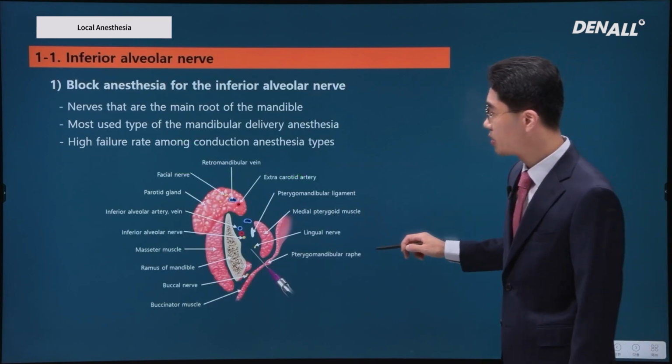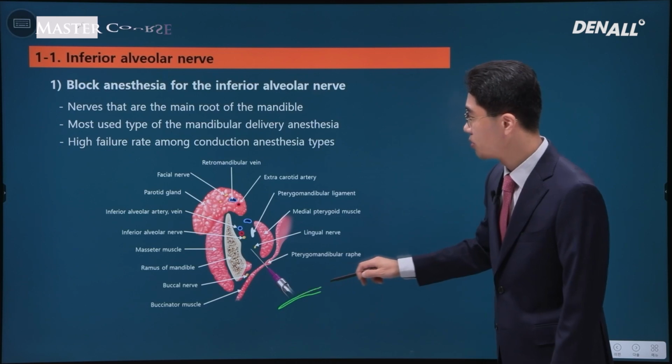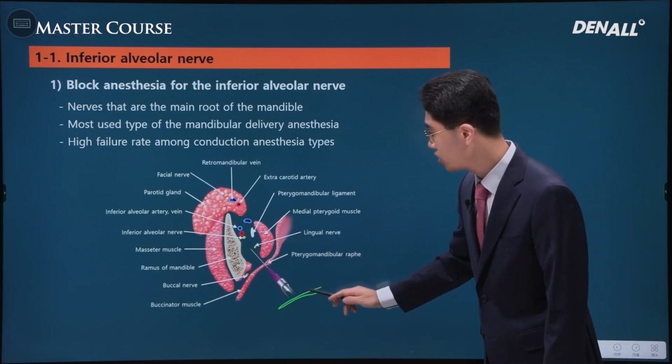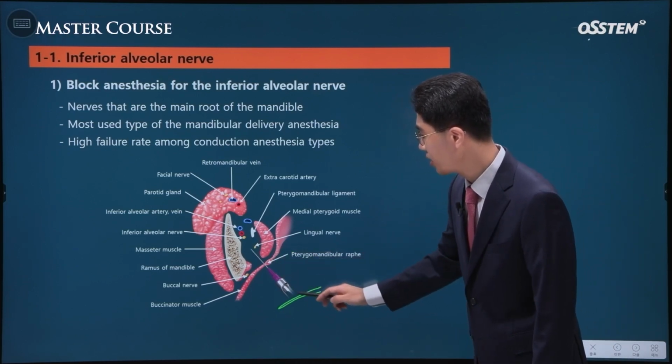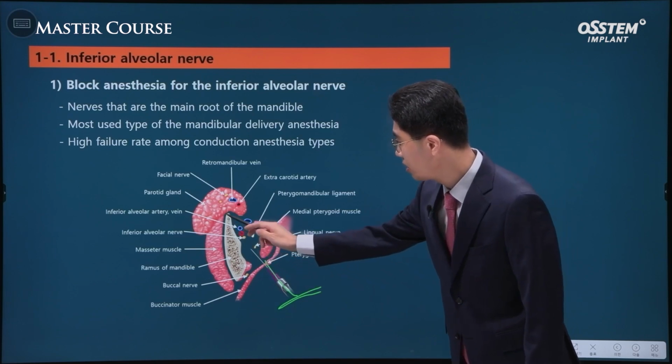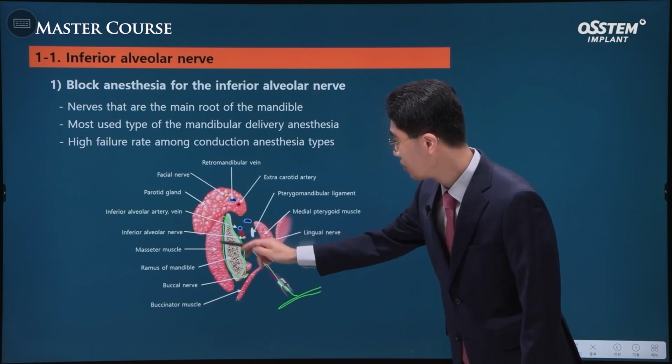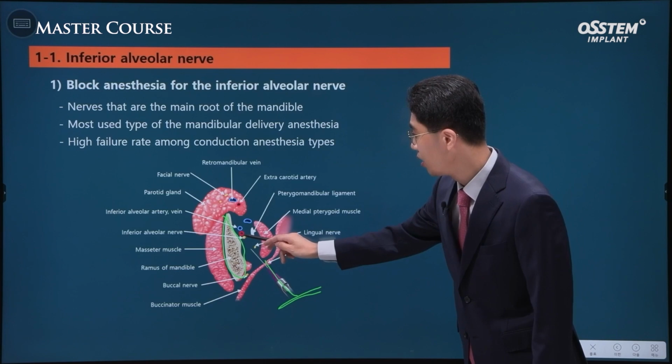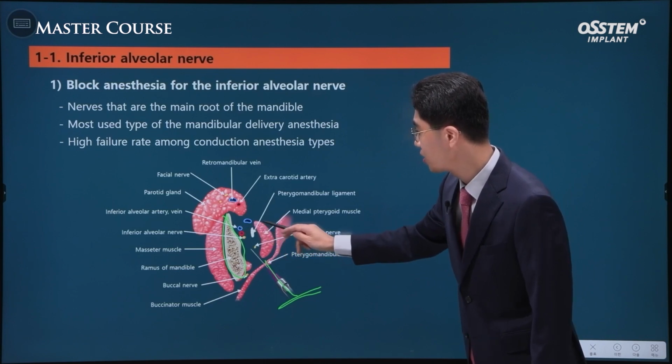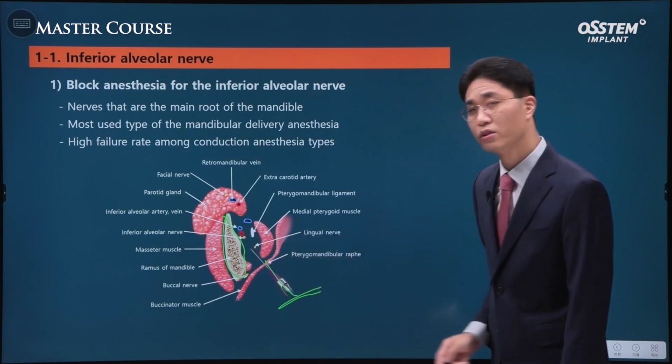As shown in this image, this is how block anesthesia is being done. Here's the mandible, and you can see nerve and artery, vessel, and muscles.